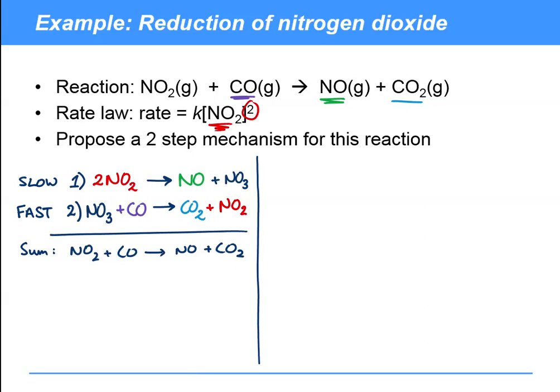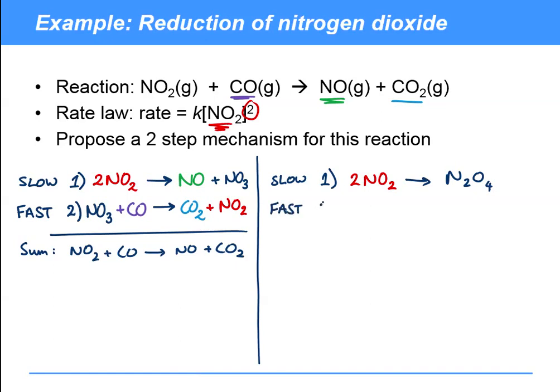Now here's another one that you might have thought about. You've got to have 2 NO2s in the first slow step. So slow step number 1, 2 NO2s again, because of the rate law. And instead of having the NO, you could have just dimerized this and formed N2O4. That's a perfectly valid reaction. So where does that leave us then?